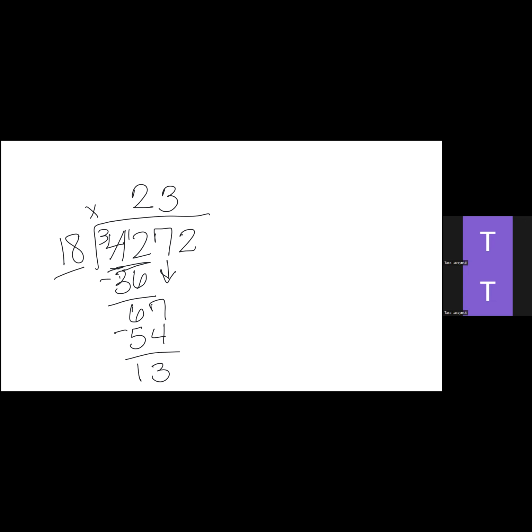13 is smaller than 18. I'm on the right track. One more to bring down. This one is a bigger one. 18 goes into 132 7 times. When I multiply 7 times 18, I get 126. When I subtract, I'm left with 6. 237 with a remainder of 6. Again, always check that this is smaller. As long as it's smaller, you are on the right track.